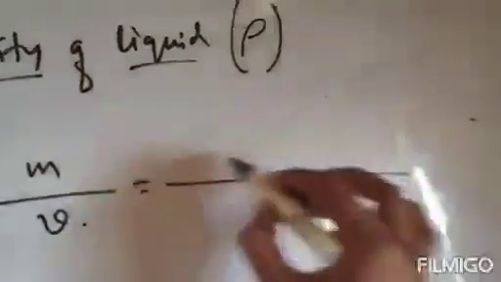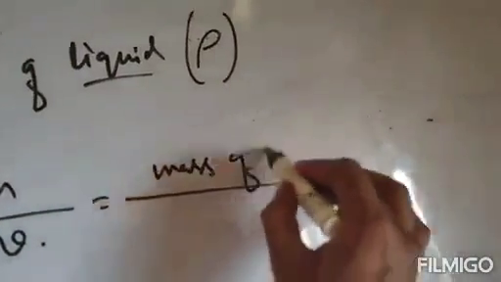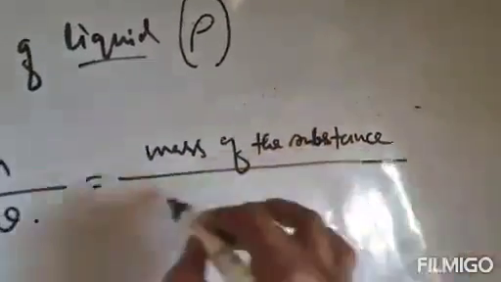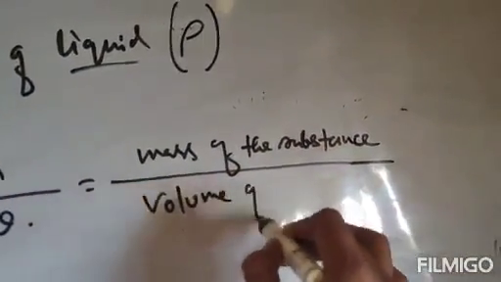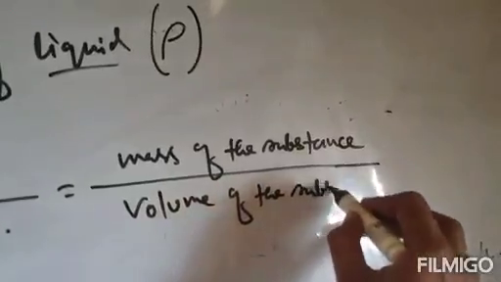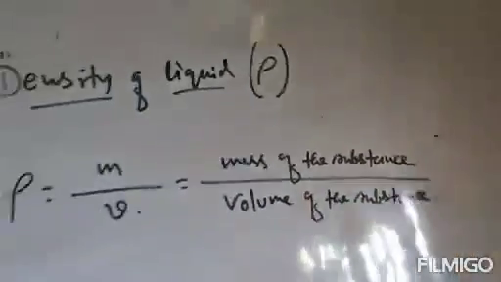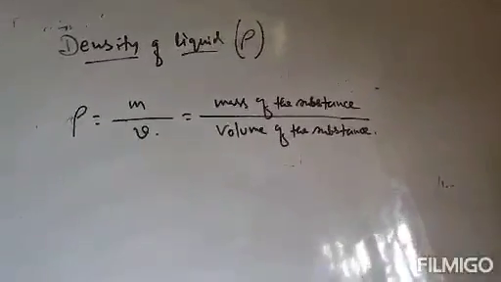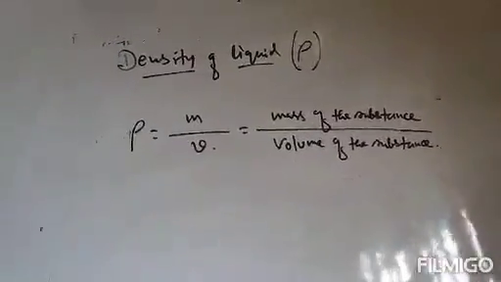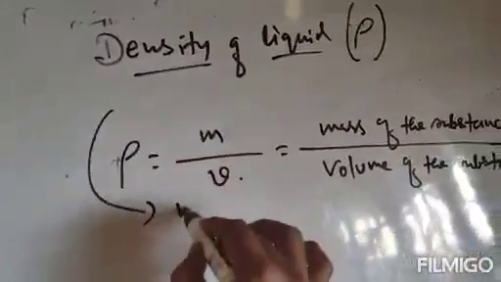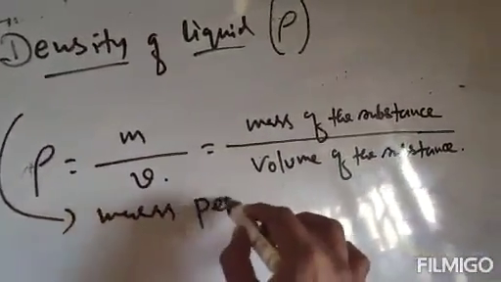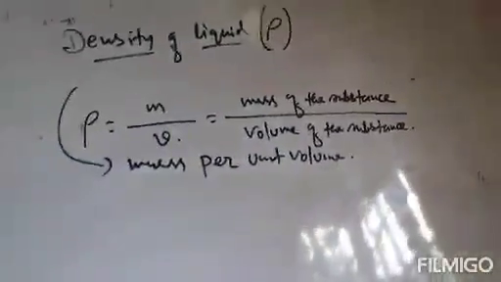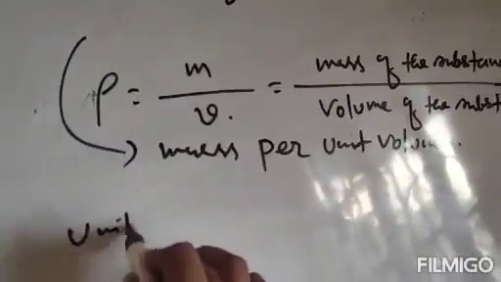That means mass of the substance divided by volume of the substance. So density means mass of the substance divided by volume of the substance. Rho equals m by v, that is your density. It is defined as mass per unit volume. Mass per unit volume, that is the density. What is its unit?